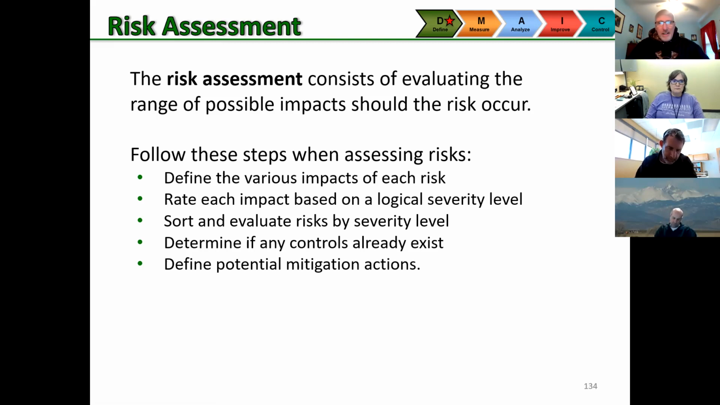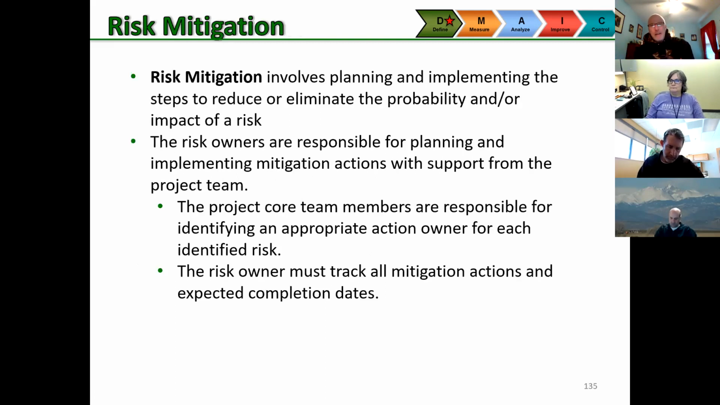And that's where the A3 process comes in. I've got Ulbrich and PTA here, so I could talk about A3 a little bit. That's where they go, right? The mitigation actions. Who's going to take care of it? Who's going to mitigate the risk? It involves planning and implementing the steps to reduce or eliminate the probability, and the risk owners plan and implement mitigation actions. Again, think A3. It's a great A3 process.